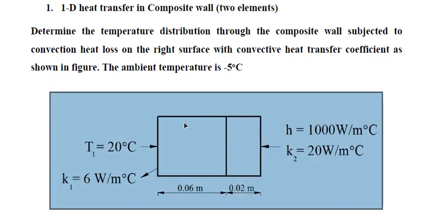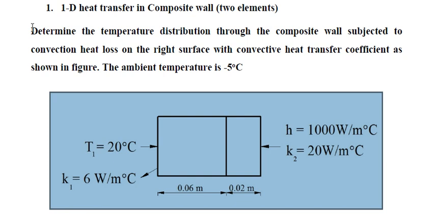Now this is the question. There are two walls. This is first wall. This is second wall. Both the walls are composite. They are joined, which means they are in physical contact, which means heat can flow from wall 1 to wall 2.